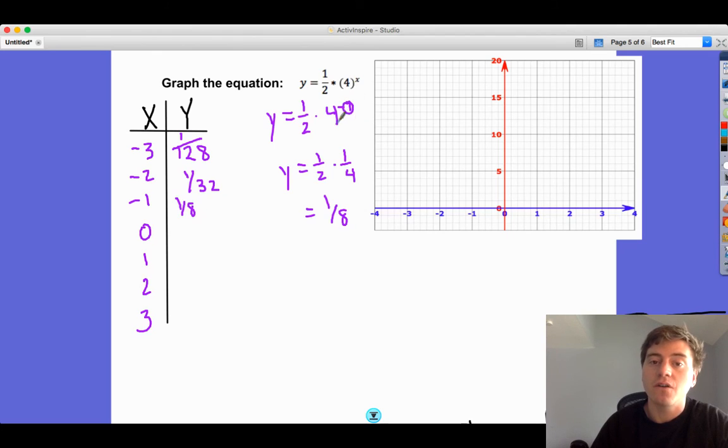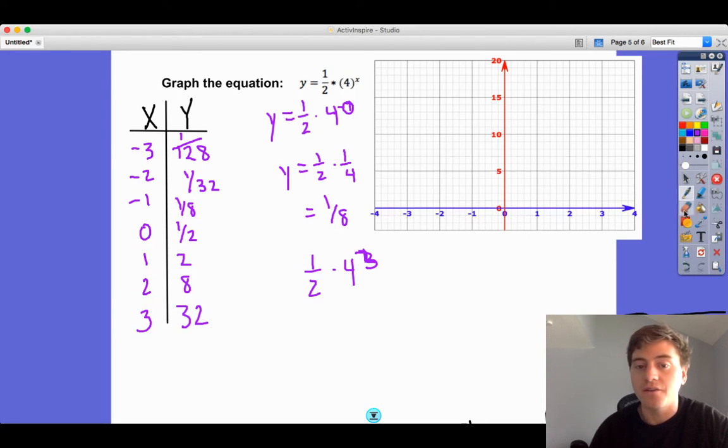When x is 0, 4 to the 0th is just 1, so 1 times 1/2 is 1/2. And then for x equals 1, 4 to the 1st is just 4. 4 times 1/2 is 2. 4 squared is 16. 16 times 1/2 is 8. 4 cubed is 64. 64 times 1/2 is 32.